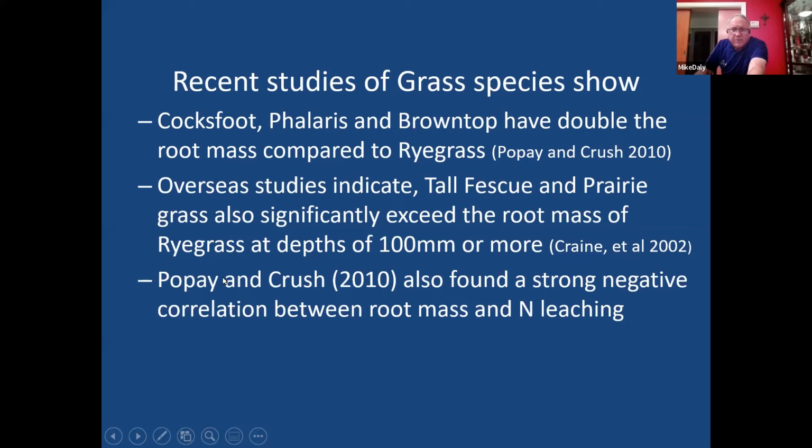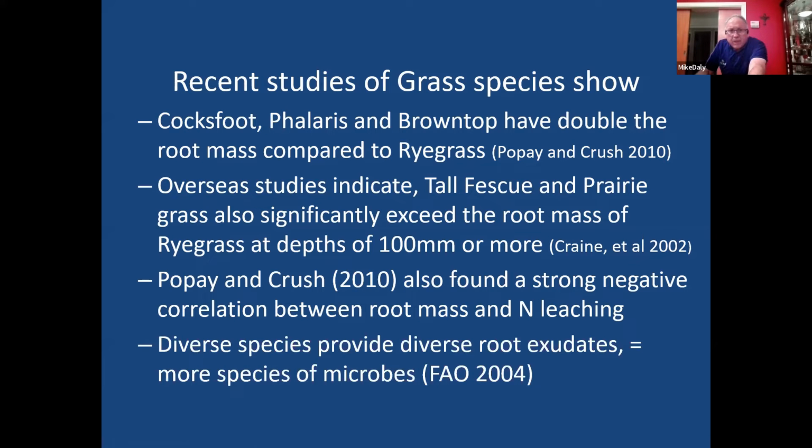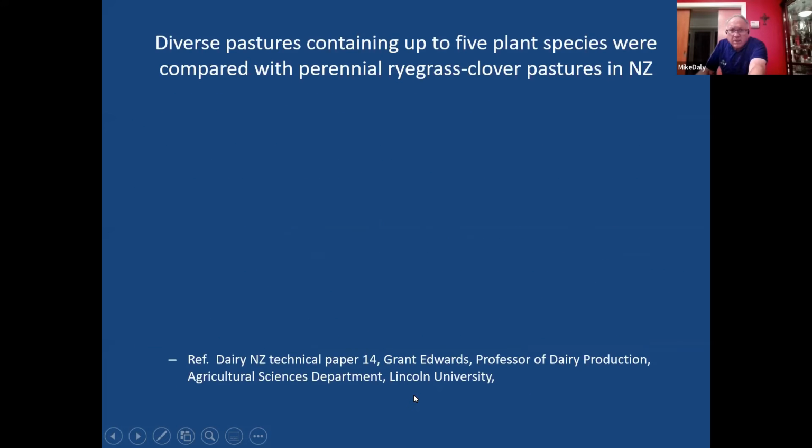And these two authors, Popay and Crush, also found a strong negative correlation between root mass and N leaching. So if you have more root mass, you're going to have less N leaching into the groundwater, which is a big concern these days. Diverse species provide diverse root exudates, and they provide food for the microbes, and therefore more species of microbes. So that's why regen farming is very big on diverse pastures.